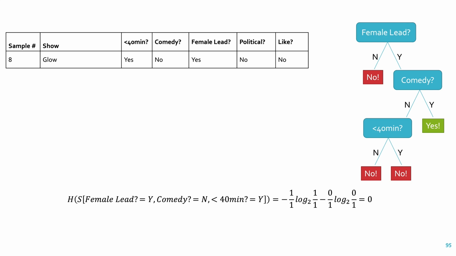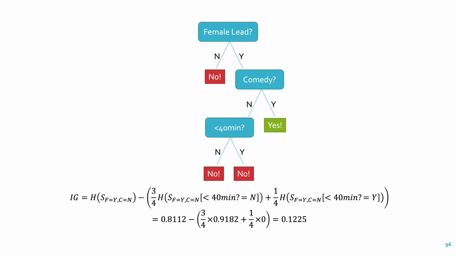Calculating information gain, we get 0.12. Remember this shorthand notation where we had S sub F equals Y for female lead equals yes? Now we have this C here for comedy equals no. The information gain is pretty low, but it isn't 0 even though we're predicting no on both sides. Because on one side we are able to get 100% of the samples correct, just the one sample, but still. This is an instance where we can see the difference between using accuracy and using information gain. With accuracy, we would have just stopped because it makes no sense to split and say no on both sides.